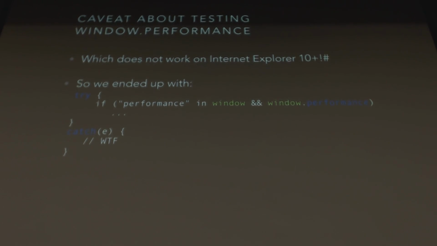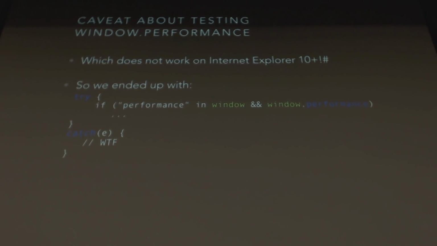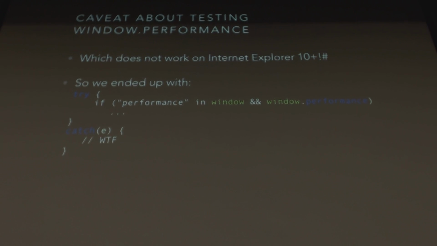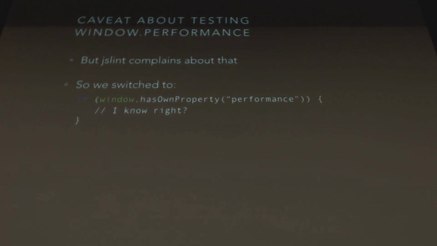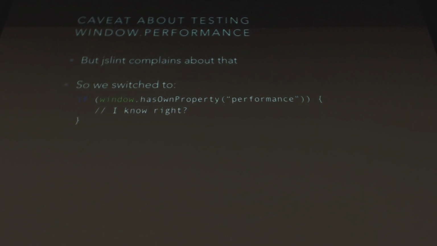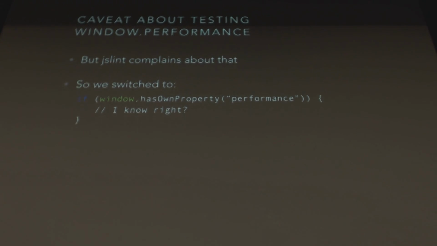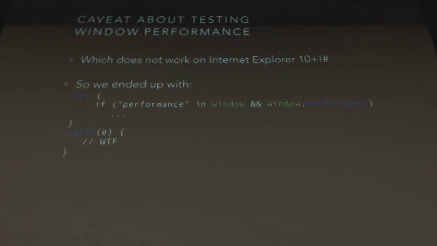Because it turns out Internet Explorer 10 window is a host object, and so it does not have as its own property performance. Because performance, the string performance, is a JavaScript string, but for Windows host objects you have to use a C string, which is not the same as a JavaScript string. And so that doesn't work, it just returns false.